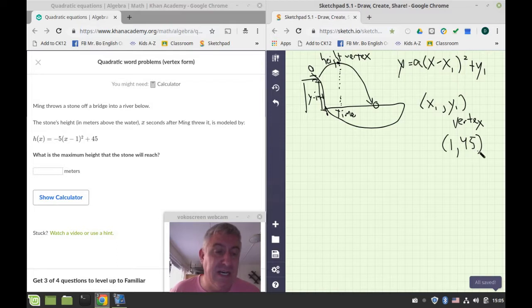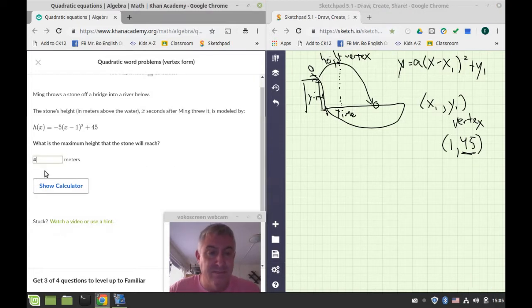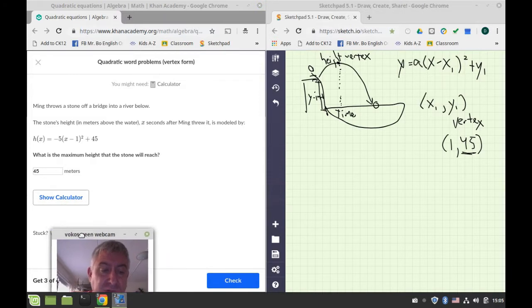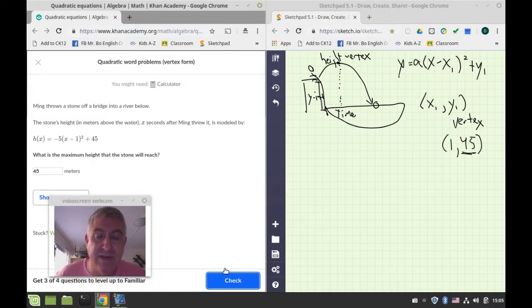So what is the maximum height the stone will reach? The answer is 45. Don't need a calculator for this one. What is the maximum height that the stone will reach? 45.